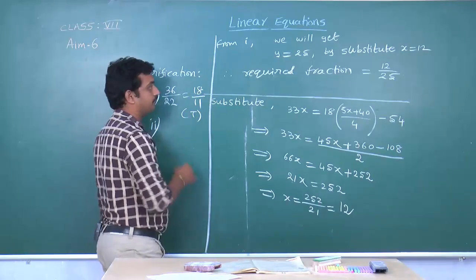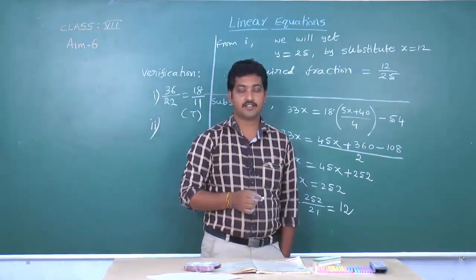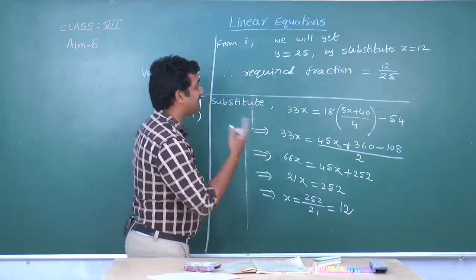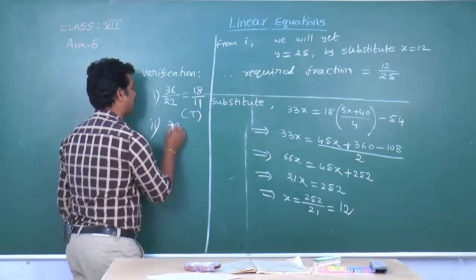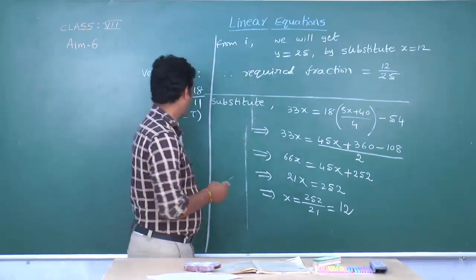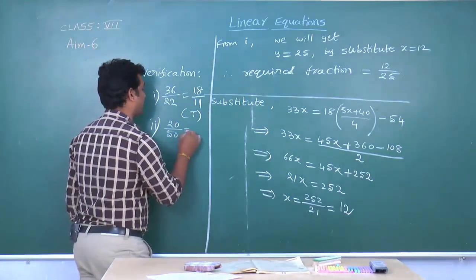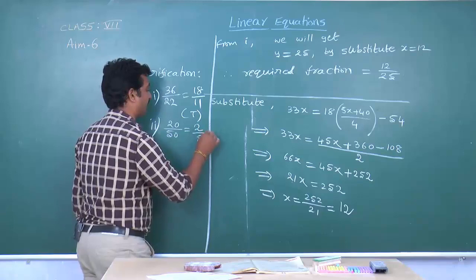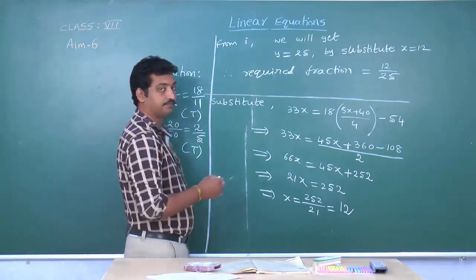Second one, whenever numerator is increased by 8, that means it becomes 20. Denominator is doubled, that is 50, which is equal to 2 by 5. Therefore, this is also true.